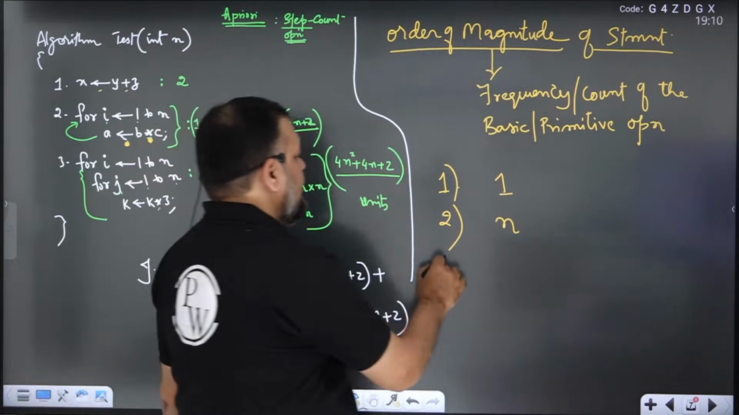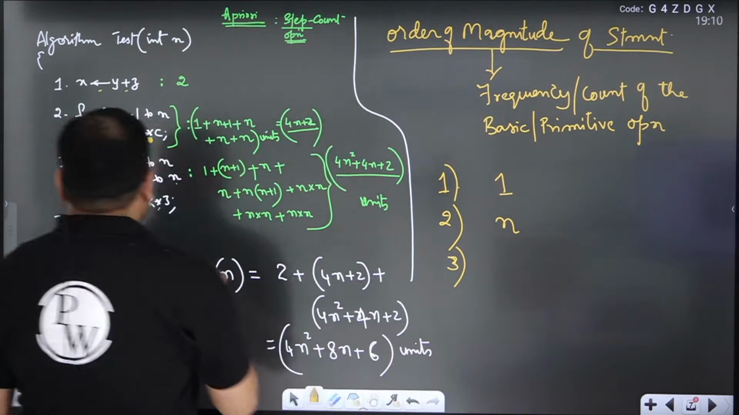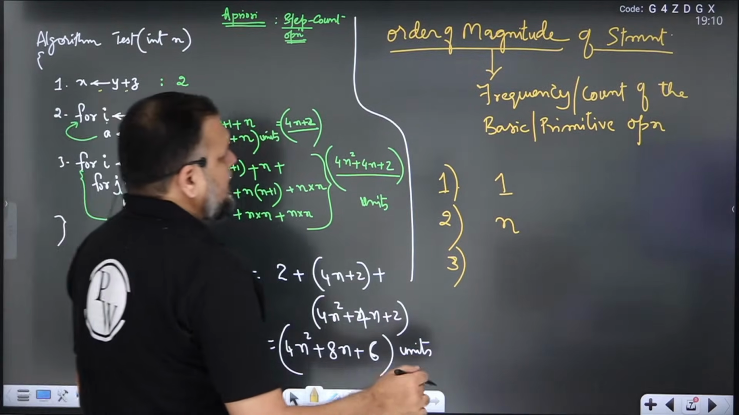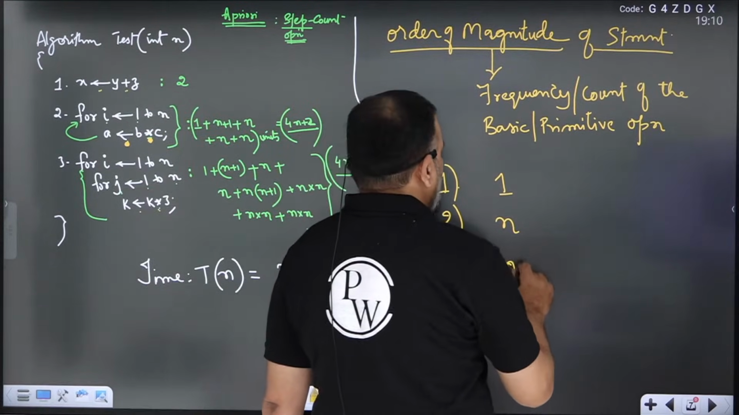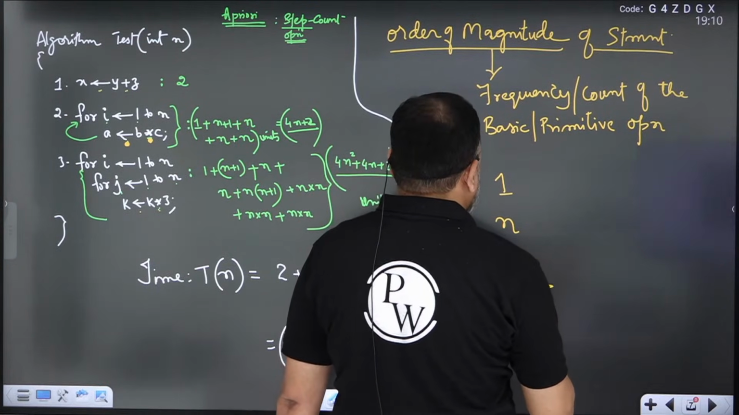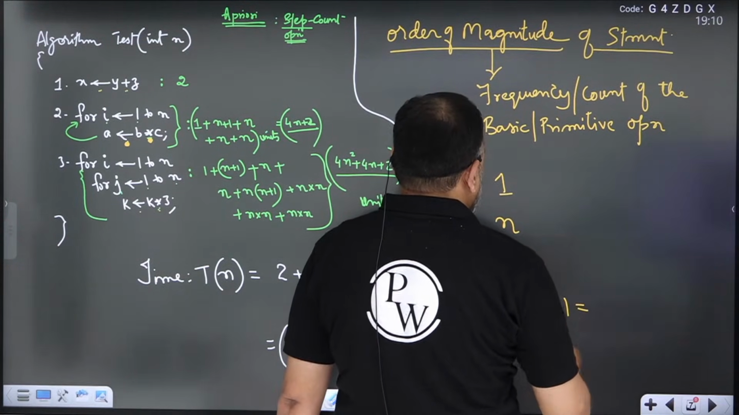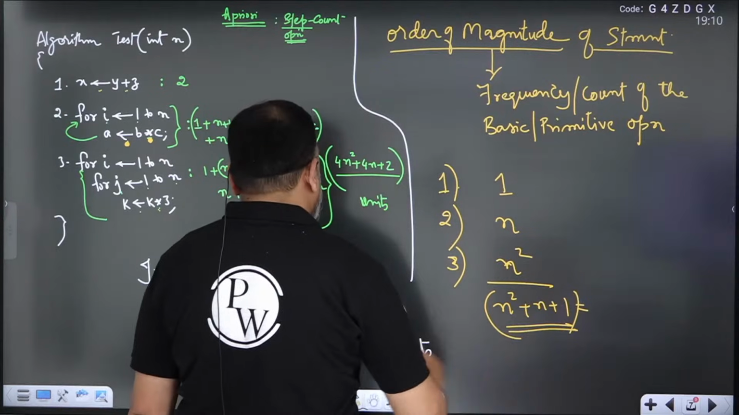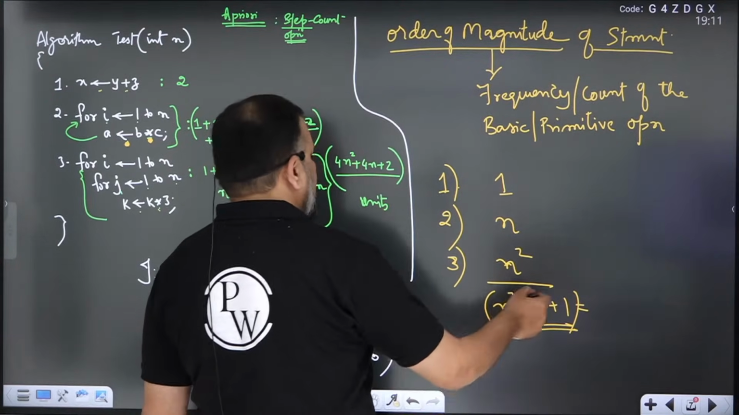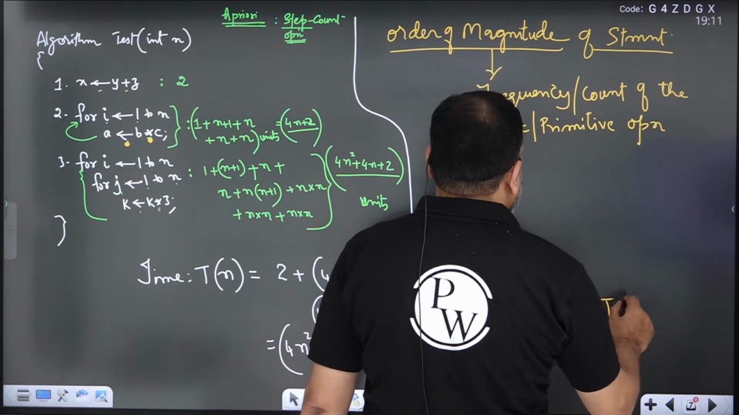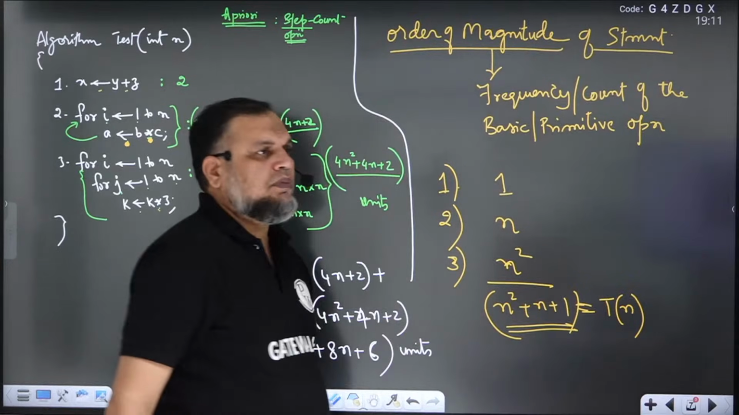And order of magnitude of step 3. Again, the basic operation is multiplication or assignment. So how many times that is done? That is done n square. So add the two functions, n square plus n plus 1. Relatively, the type of function of both are same. Here I have some constants, here I don't have, right? So this is my function t of n representing the time based on order of magnitude.